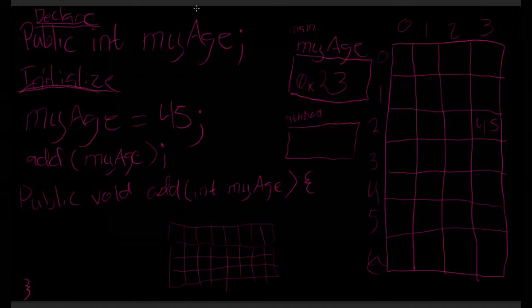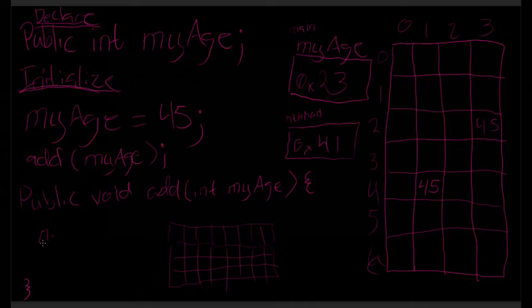So the thing you want to understand is that when we're doing this, we're passing 45 into this myAge. This, once again, is declaring a new spot of memory. Let's say, for example, this spot right here is 0x41. Here we're assigning myAge, which is 45, so this is actually going to pass into our program the number 45. So this one now gets the value 45 and assigns it to its memory location.